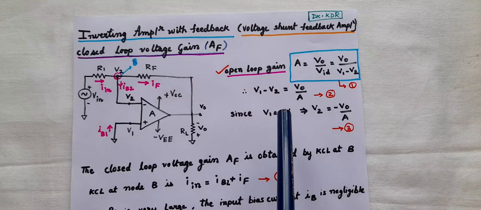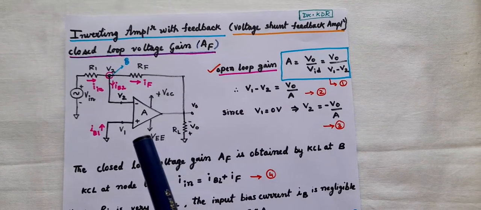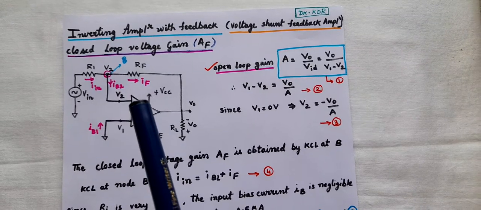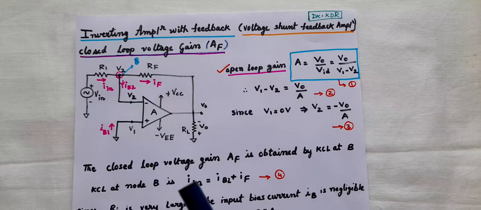So we say this amplifier is an inverting amplifier with feedback. I hope that it is clear. Why is it inverting? Because the input is at the minus terminal and the output is connected back to the input. So it is known as feedback.